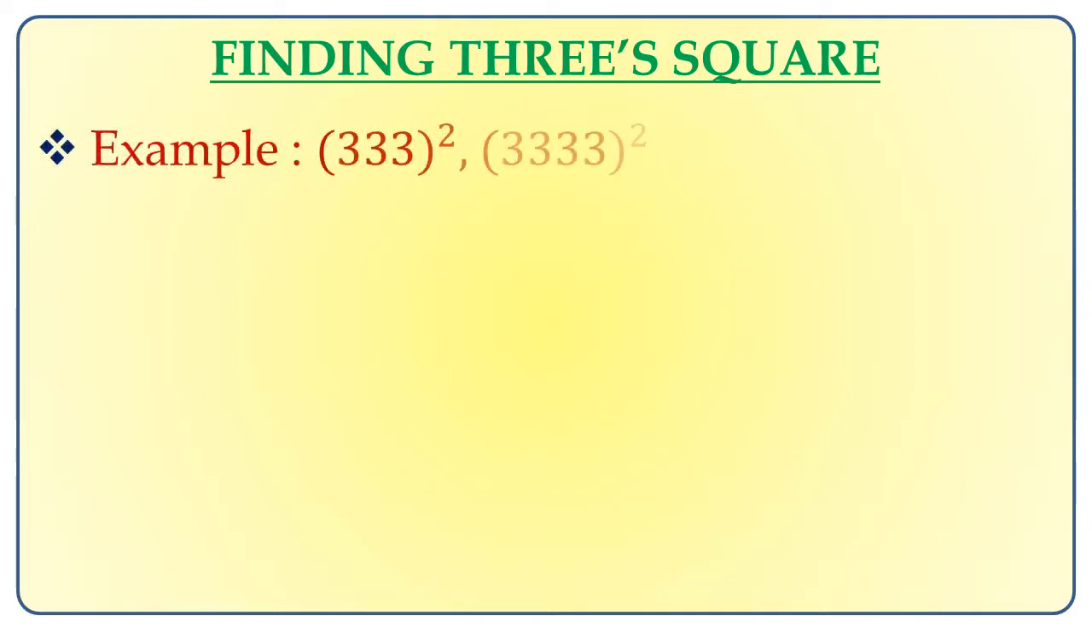Now our next concept is finding 3 square. Suppose a number consists only of 3s. As we have discussed in the earlier slide, the number consisted only of 1s. We know the technique now. So for example, a number consists only of 3s, like triple 3 square or 4 times 3 square. In a normal process, it will take lots of time. So what is the shortcut technique? We will now try to understand.